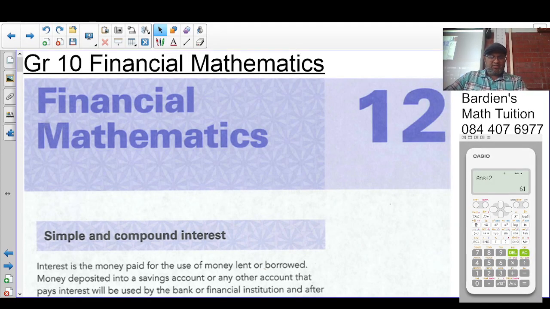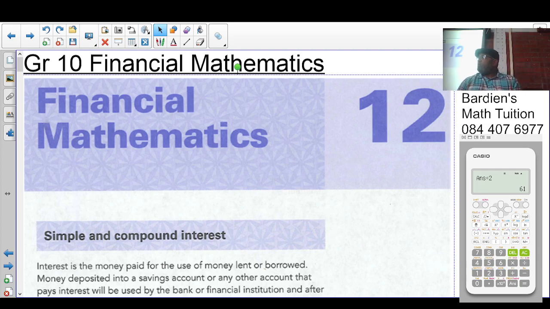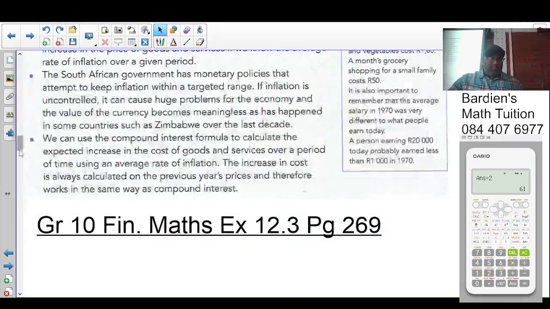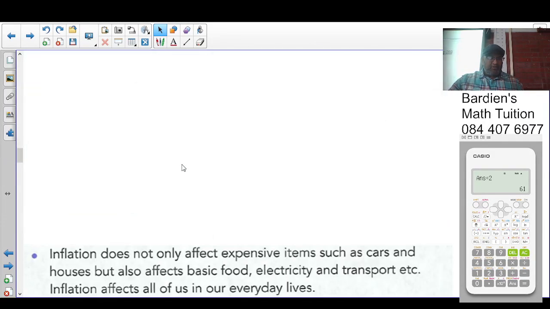Okay, good morning, class. At this point, we're looking at finance. We have done exercise 12.4, no? And 12.5 yesterday. Okay. All right, so now we're looking at examples for exercise 12.6.